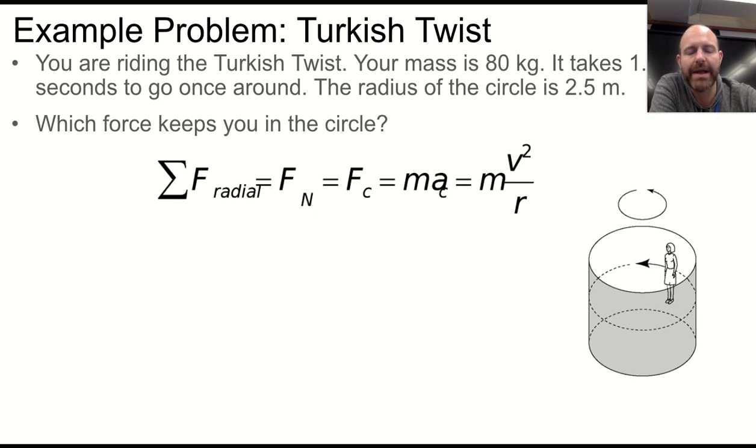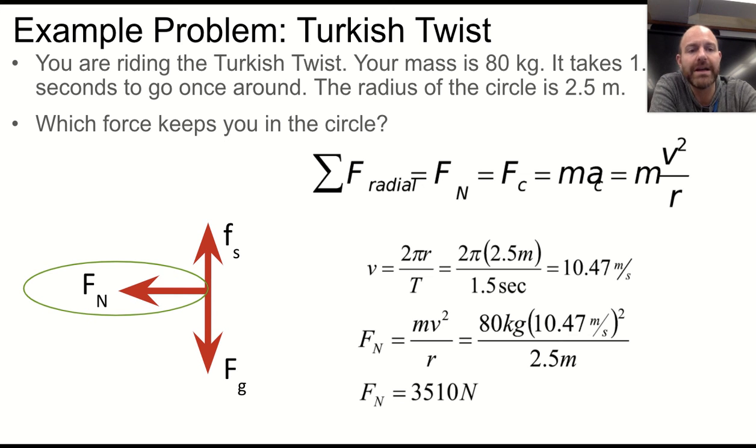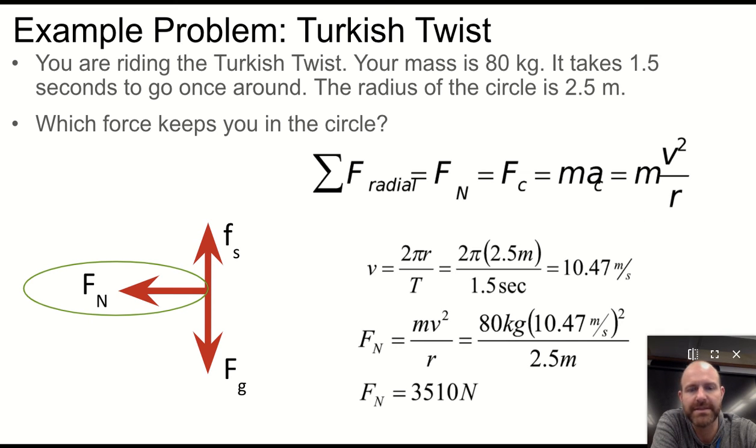If you're in one of these barrel rides, Turkish Twist is the name of one of them, the radial sum of forces is just the normal force pushing on your back, holding you in. The force of gravity is down, the normal force is in, and it's static friction that keeps you from sliding down the wall. We can go ahead and actually do the problem here. We're given your mass and the time to go around once, 1.5 seconds, excuse me. So that's the period. We know the radius of the circle, so we can calculate the speed. Then we can use that to calculate the normal force, which is about 3,500 newtons.